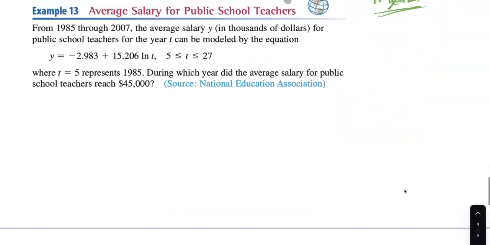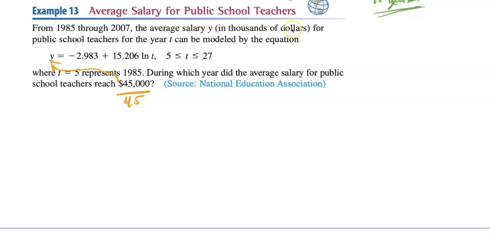Average salary for public school teachers. Our last problem. From 1985 to 2007, the average salary for public school teachers, in thousands of dollars, is modeled by this equation. It's a natural log, where t represents years since 1985. During which school year did the average salary for public school teachers reach $45,000? So same idea. It's a word problem, but we just plug that in there. It is in thousands of dollars, so we're gonna plug 45 in.